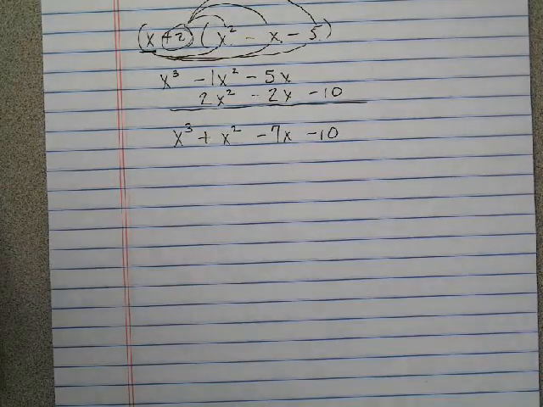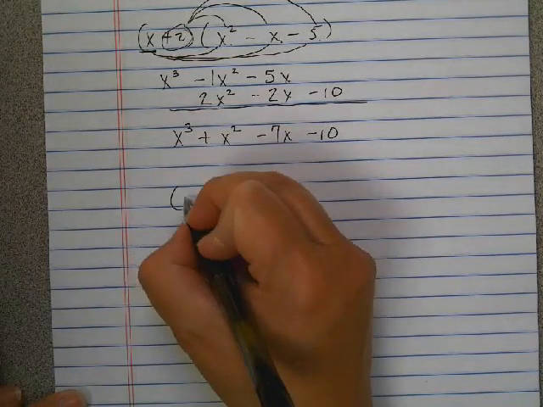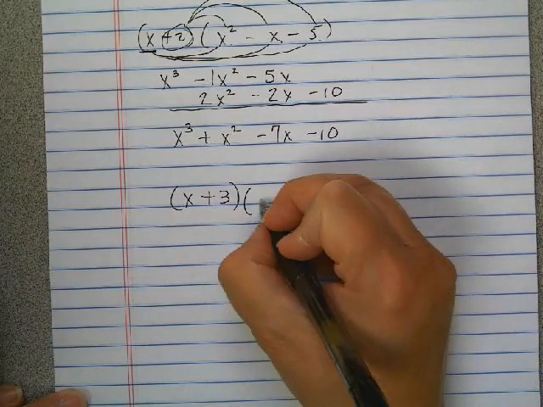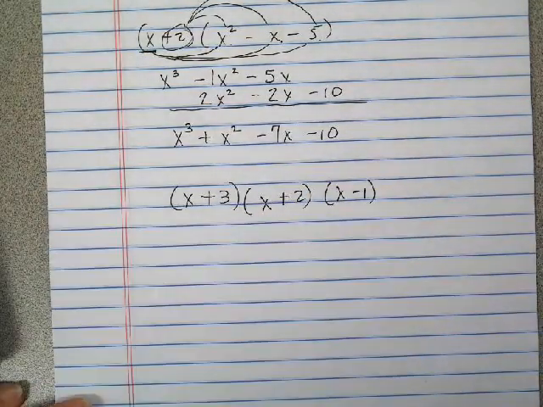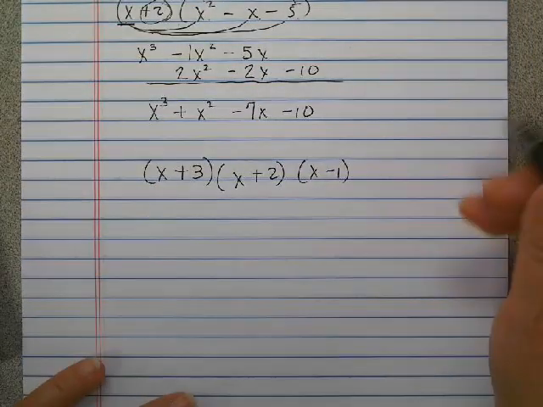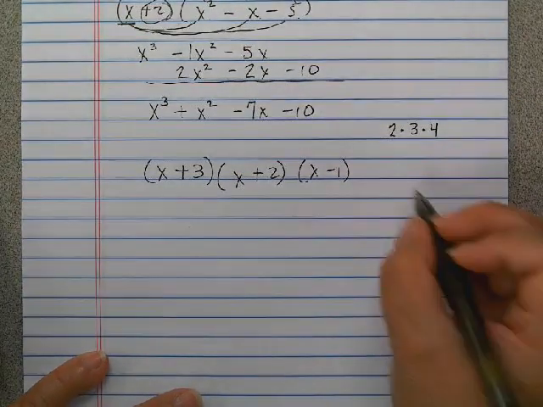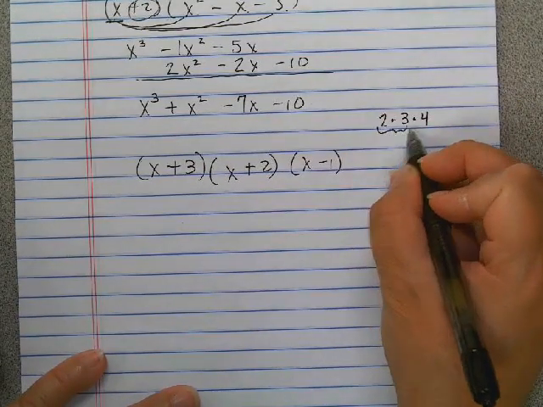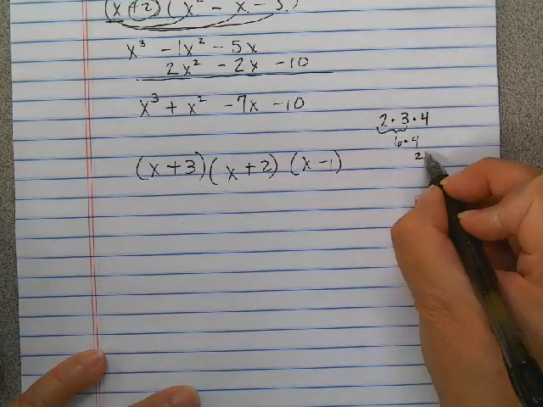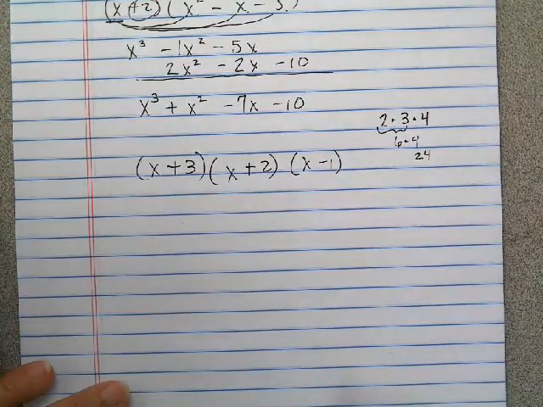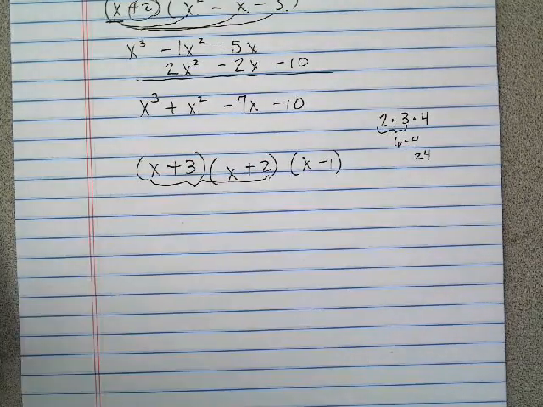What if there are 3 terms? So let's say I have this. X plus 3 times x plus 2 times x minus 1. Well, this would be just like if I was multiplying 3 numbers. So let's say I was doing 2 times 3 times 4. If that was the case, I would multiply these two together first, get an answer, then multiply it times the third one. So we're going to do the same thing here. I'm going to multiply 2 of these together, get an answer, and then take it times the third one.